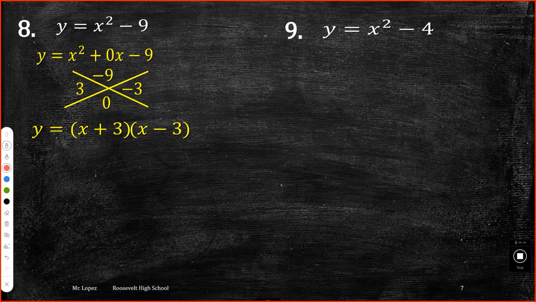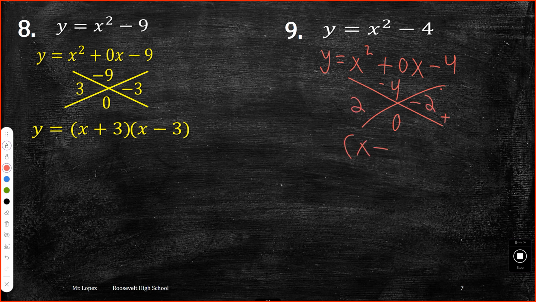Really, you have to recognize the pattern. This is too much work. Even right now, it's too much work. What is that? Times and then add, and it's going to be 2 and negative 2, and it's going to be x plus 2, x minus 2.